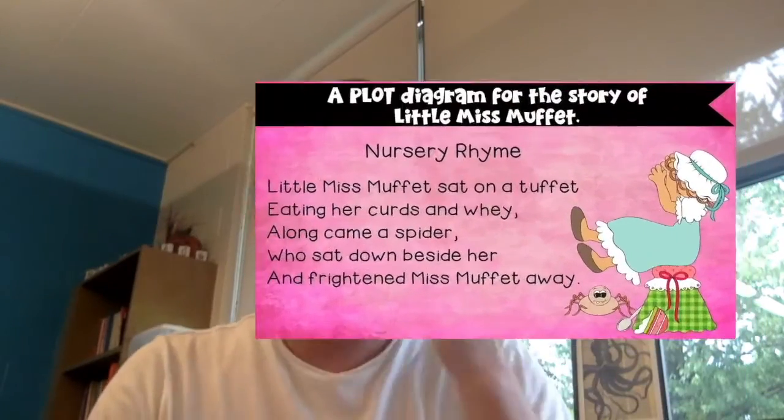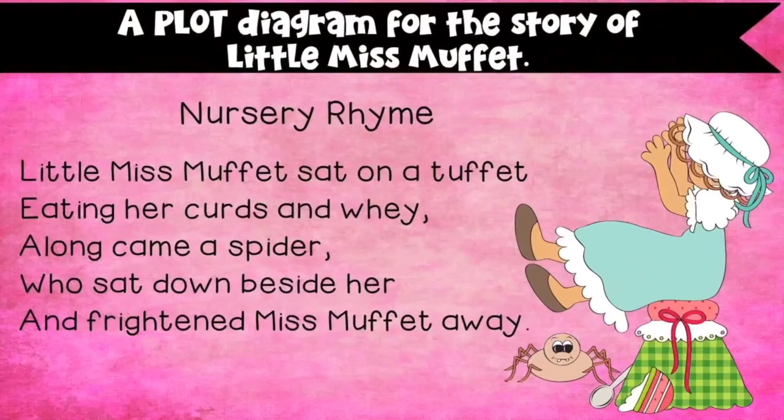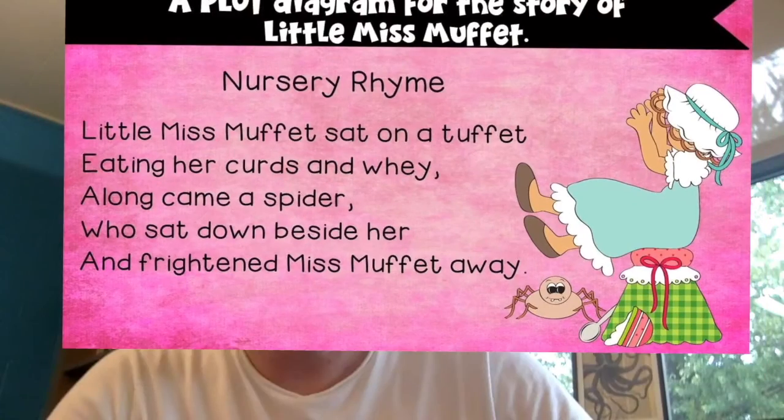Now, we're going to practice on another one. We're going to talk about Little Miss Muffet. Little Miss Muffet sat on a tuffet, eating her curds and whey. Along came a spider who sat down beside her and frightened Miss Muffet away.